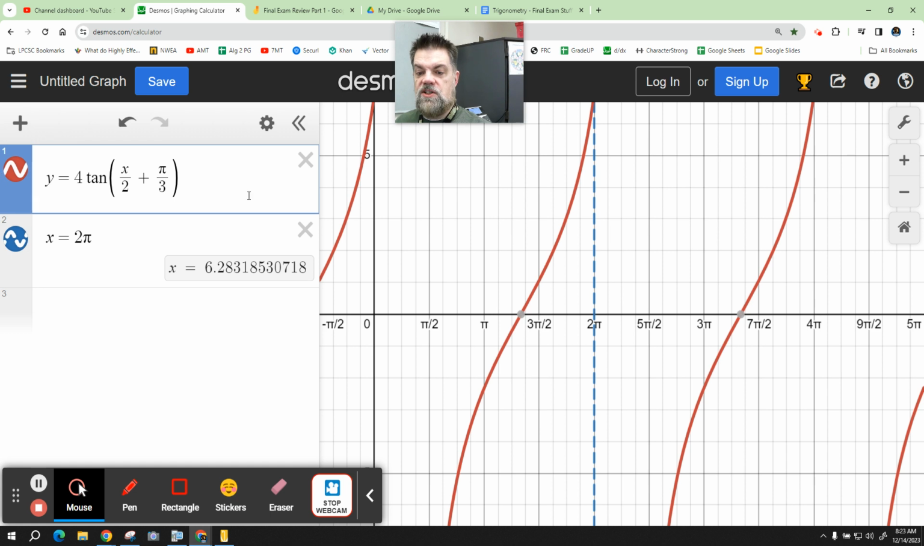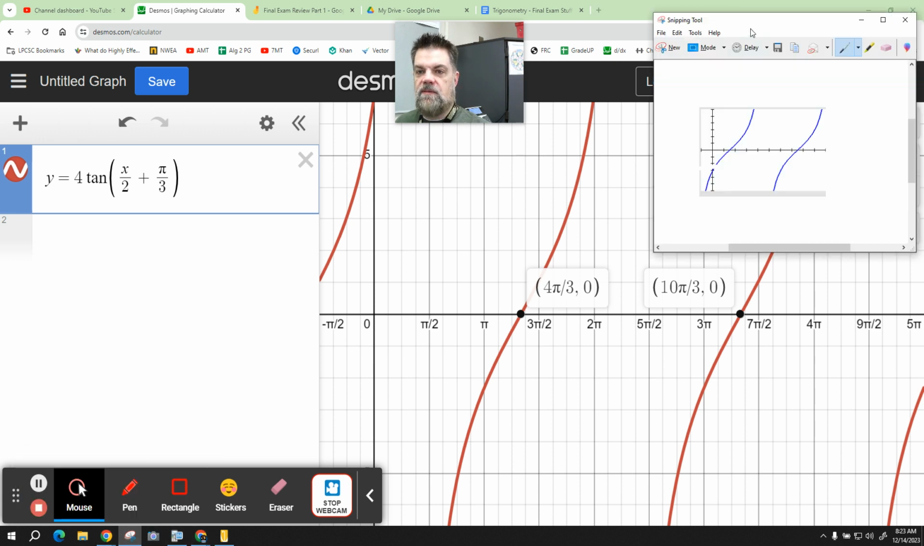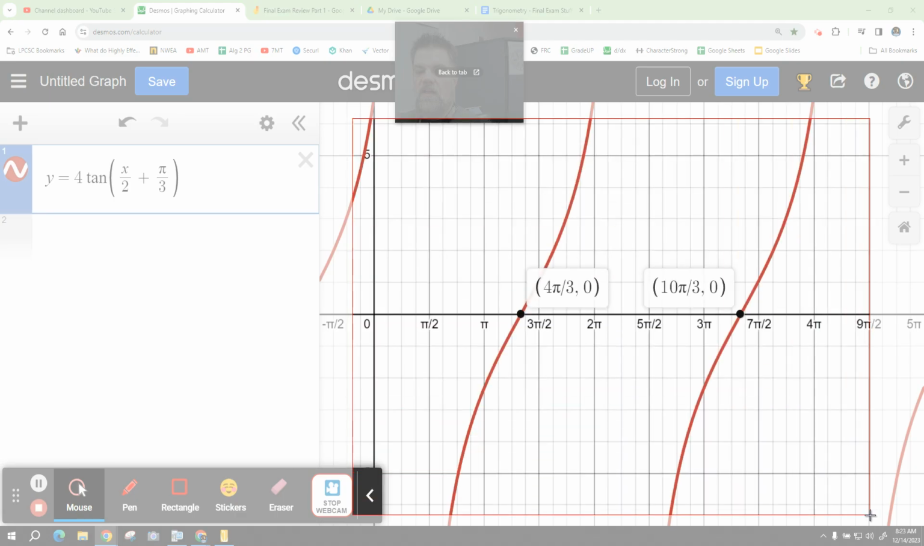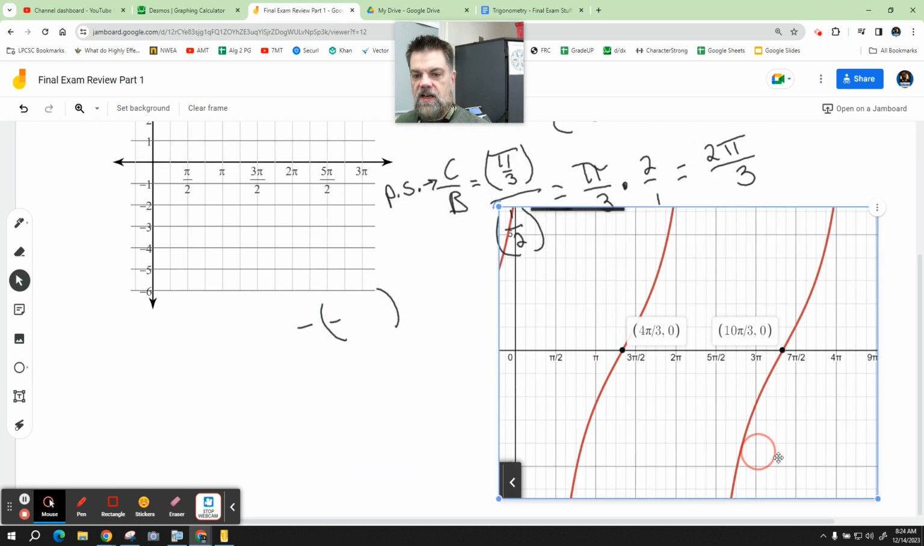Now my asymptote is probably going to be in the middle somewhere, so I'm not even going to bother with that. But you can see that it crosses here at 4 pi over 3, right? And then it crosses here again at 10 pi over 3, which is weird because it's counting by pi over 2, right? So let's take a screenshot of that. We'll do the best that we can. The 4 stretches it out a little bit. In other words, it's just elongated. It's stretched vertically, right?